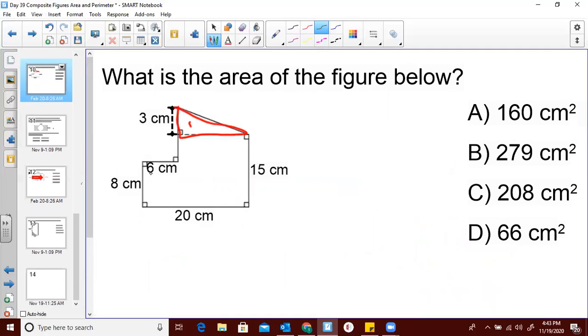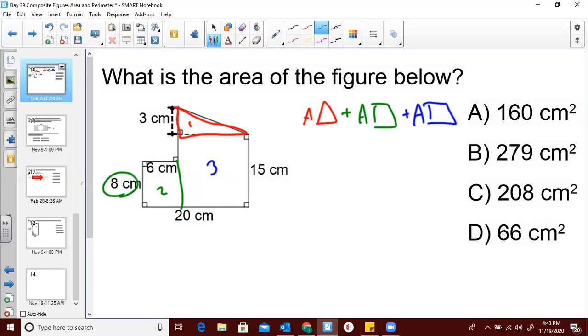I notice that I have a side length, a side value here for the top and bottom, so I'm going to go ahead and cut this off and make this my second shape, and then this will be my third shape. All right, so I'm going to look for the area of my triangle, plus the area of my rectangle, and that's also going to be plus the area of my rectangle. Well, let's see. So it looks like I'm good here, I'm good here for my second figure.